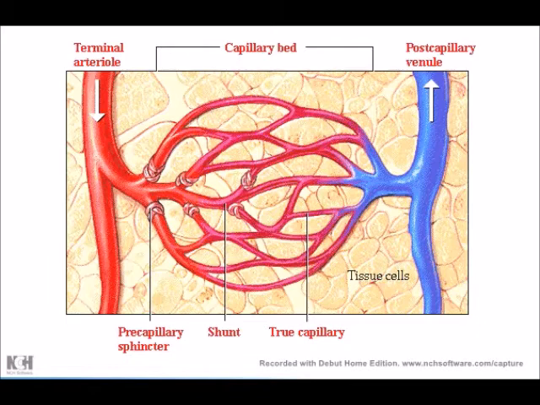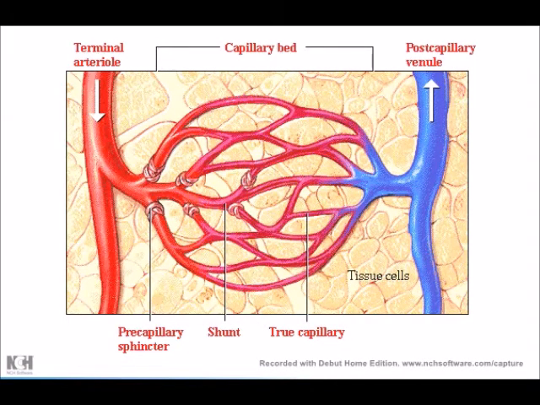The shunt is a short vessel that directly connects the feeder arteriole and the postcapillary venule at the opposite end of the bed. Exchanges of materials take place between tissue cells and the blood in the true capillaries. The precapillary sphincter is a cuff of smooth muscle fibers that surround the root of each true capillary, acting as a valve to regulate the flow of blood into the true capillary.